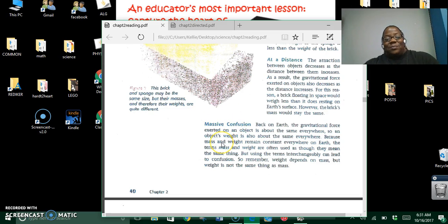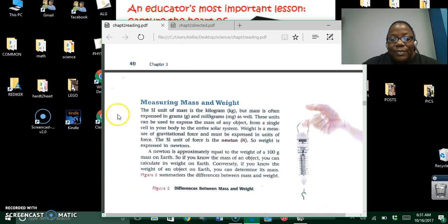So we'll get this answer much clearer through this paragraph that's called massive confusion. Back on Earth, the gravitational force exerted on an object is about the same everywhere. So an object's weight is also about the same everywhere. Because mass and weight remain constant everywhere on Earth, the terms mass and weight are often used as though they mean the same thing. But using the terms interchangeably can lead to confusion. So remember, weight depends on mass. But weight is not the same thing as mass. Okay? So I think we can answer this question right here.